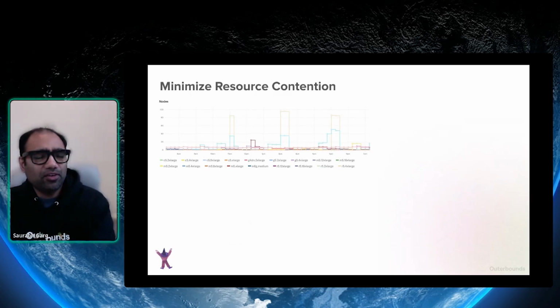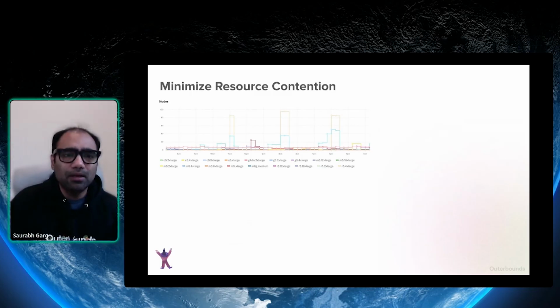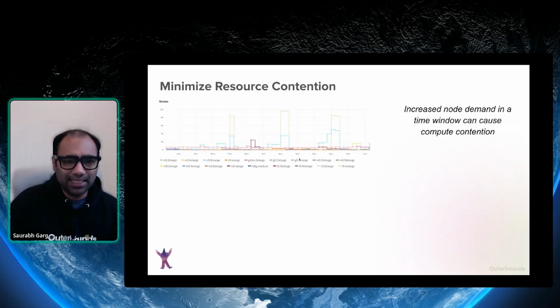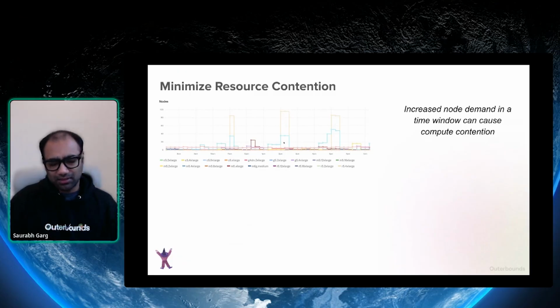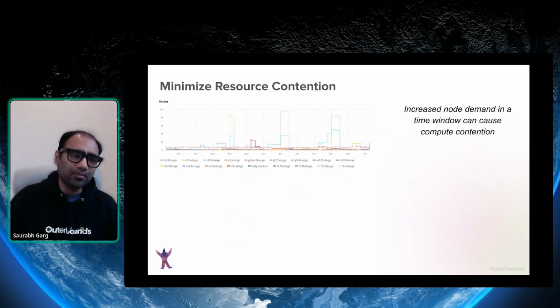So let's look at it from a node over time perspective. As you can see, between 2 p.m. and about 2:30 p.m., the C5 4x large node group suddenly had its node requirements shoot up to about 100 nodes, which means there's increased node demand in a time window, and it might indicate compute contention.